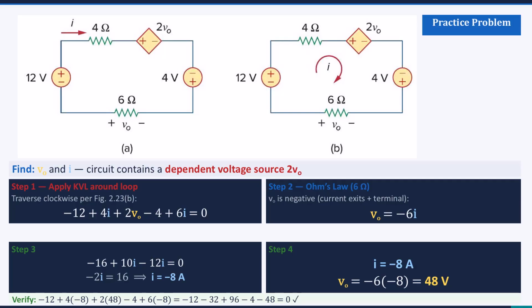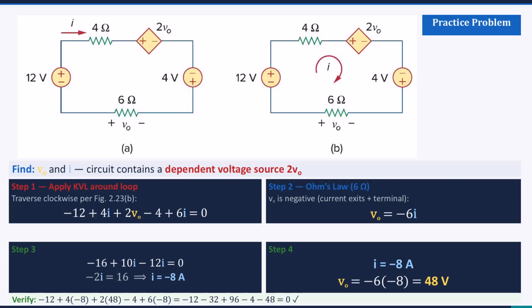We have a 12-volt independent source on the left, a 4 ohm resistor on top, the dependent source 2V0, a 4-volt independent source on the right, and a 6 ohm resistor on the bottom with voltage V0 across it. We want to find V0 and the current I.